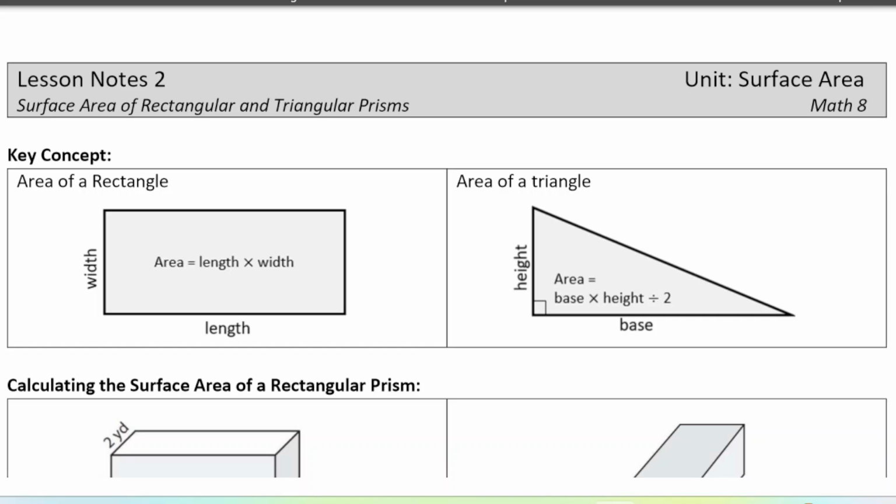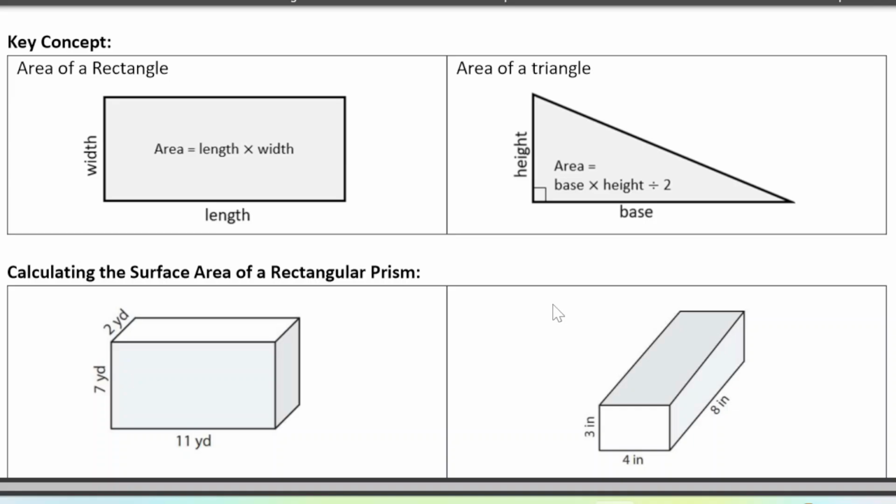Alright, this is lesson 2 in the surface area unit. We're looking at the surface area of rectangular and triangular prisms today. Okay, so we're going to see two different shapes today, and we need to know how to calculate their area. So this should be a review for you.